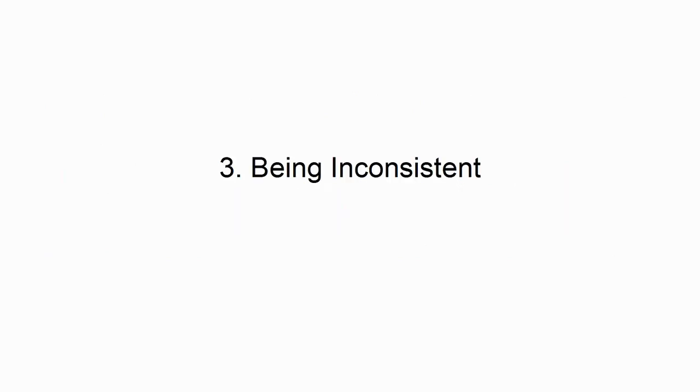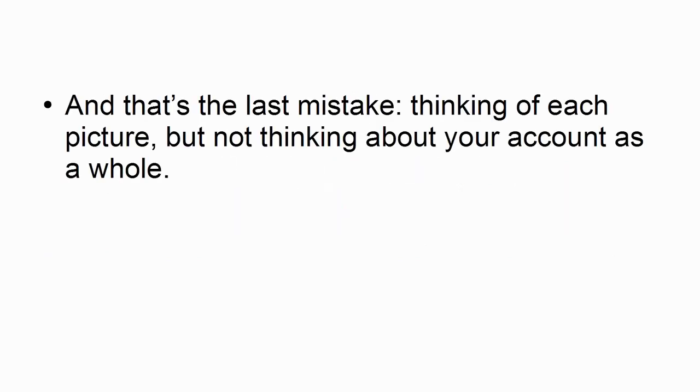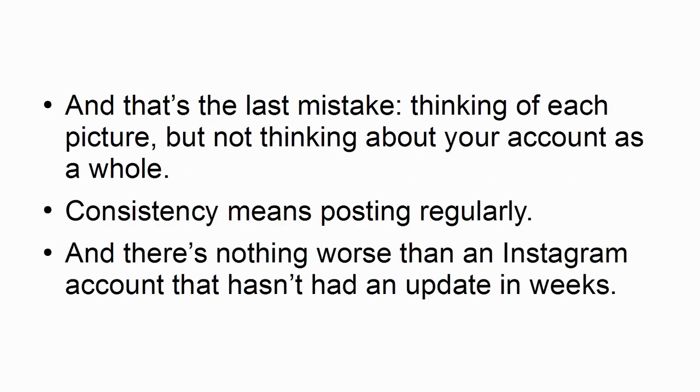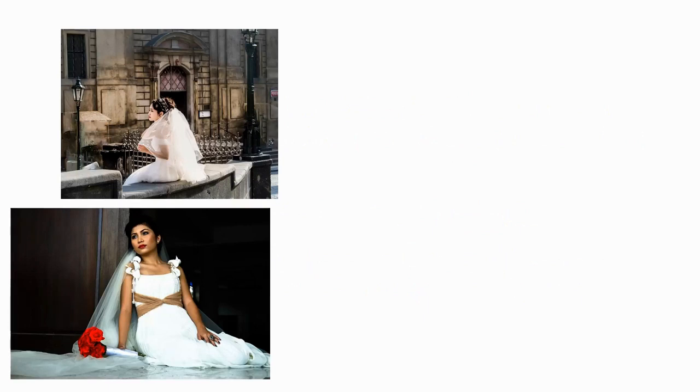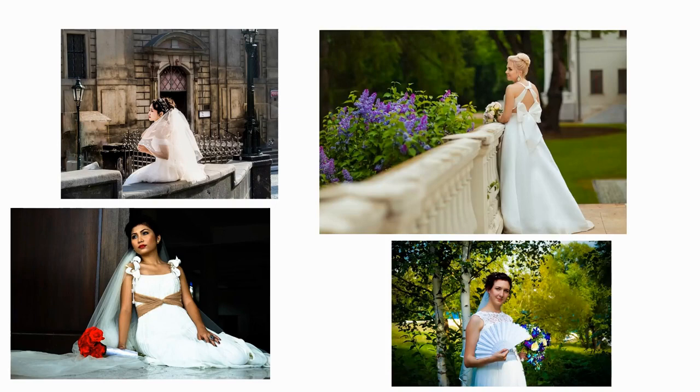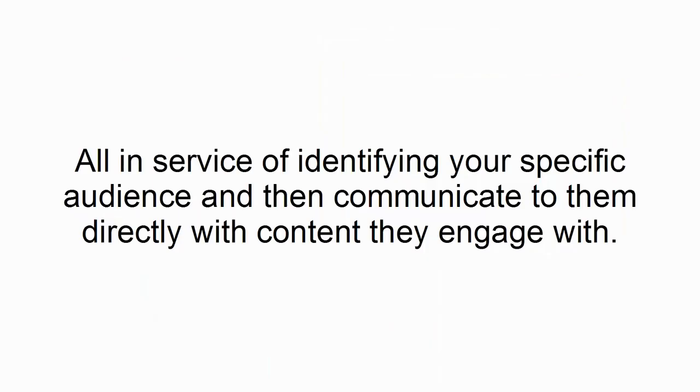3. Being inconsistent. And that's the last mistake. Thinking of each picture, but not thinking about your account as a whole. Consistency means posting regularly. And there's nothing worse than an Instagram account that hasn't had an update in weeks. But it also means being consistent in what you post. That means posting only within your niche, and ensuring that you have a consistent style and tone across all your images, all in service of identifying your specific audience, and then communicating to them directly with content they engage with.